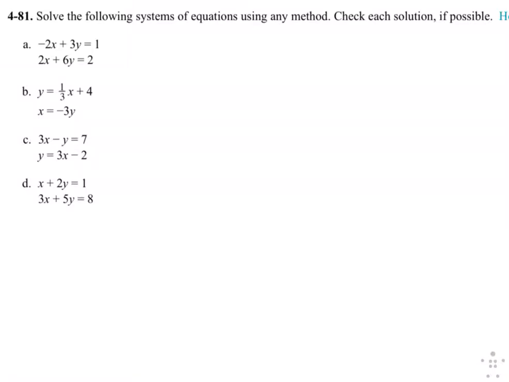Okay, for 481, they want us to solve 4 systems of equations. So let's start with A, right? So we have negative 2x plus 3y equals 1. And we have 2x plus 6y equals 2, right?